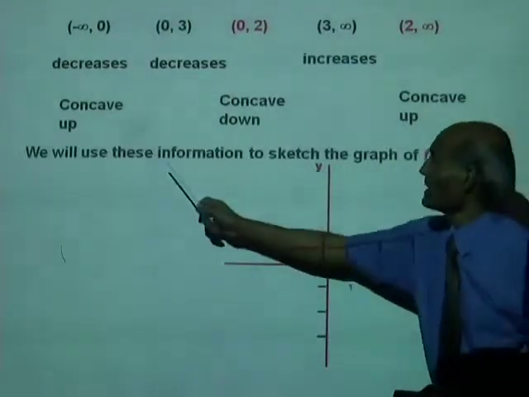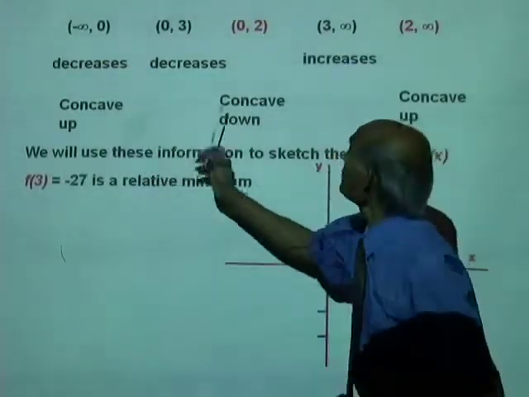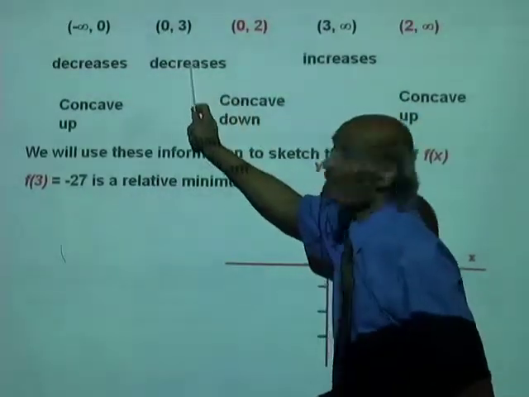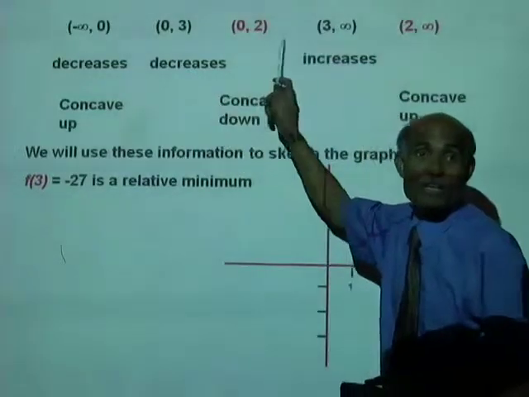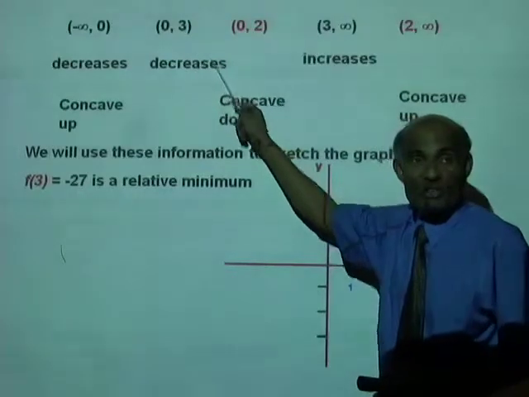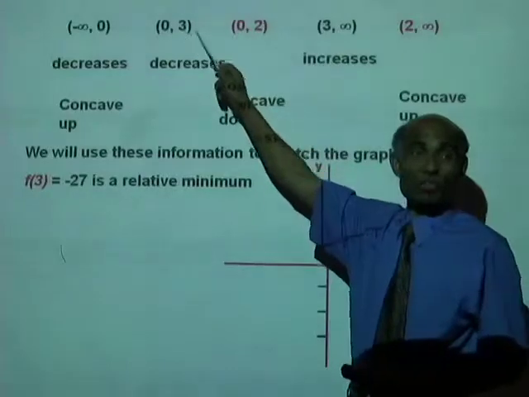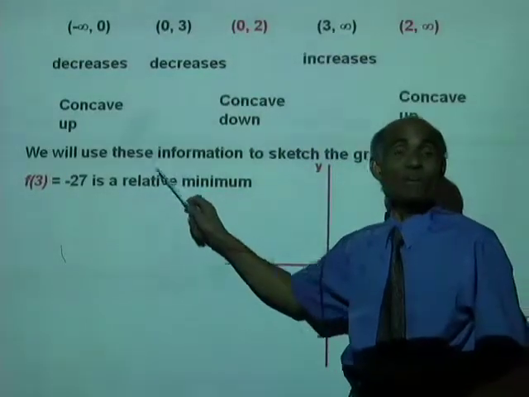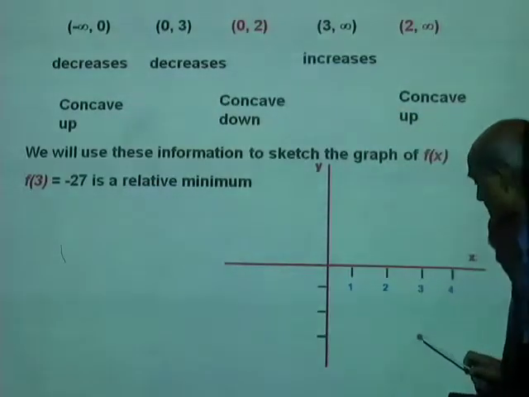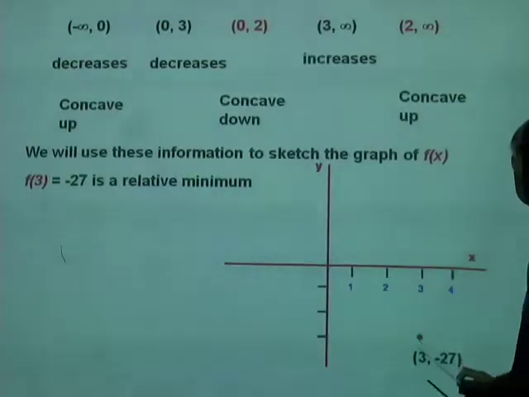Alright. First of all, you know that at 0 to 3 the function is decreasing, and 3 to infinity it is increasing. So decreases and then increases means at x equal to 3 you have a relative minimum. Is that right? Find that first. f of 3 equal to negative 27 is a relative minimum. And there you got 3, negative 27.